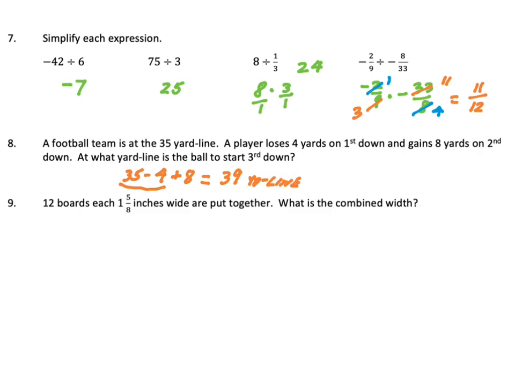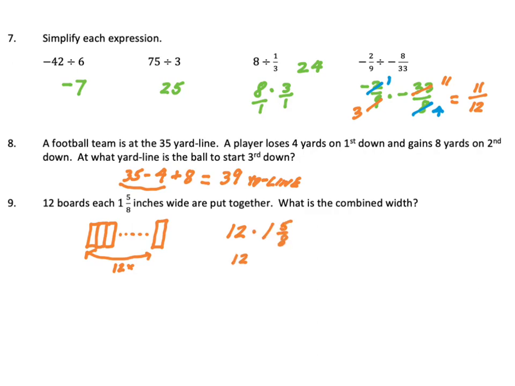12 boards, each 1 5/8 inches wide, are put together. What is the combined width? So we're going to take all these boards and we're going to combine them. And we want to know if we do this and we keep doing this for a total of 12 times, what's the combined width? So the most efficient way to do this is to take 12 times 1 5/8.